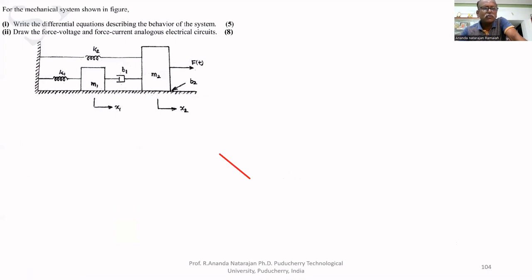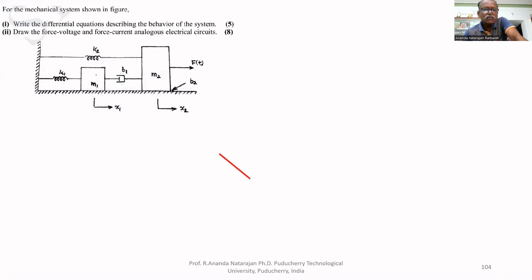For the mechanical system shown in the figure, write the differential equations describing the behavior of the system. That is the first part. The second part is to draw the force-voltage as well as force-current analogous electrical circuits. Now, let us find the differential equations governing the behavior of the system.